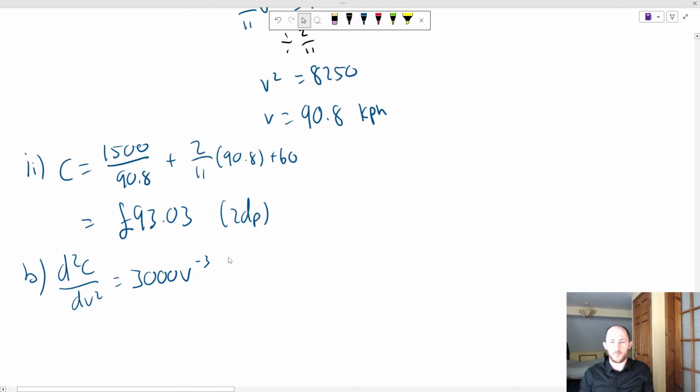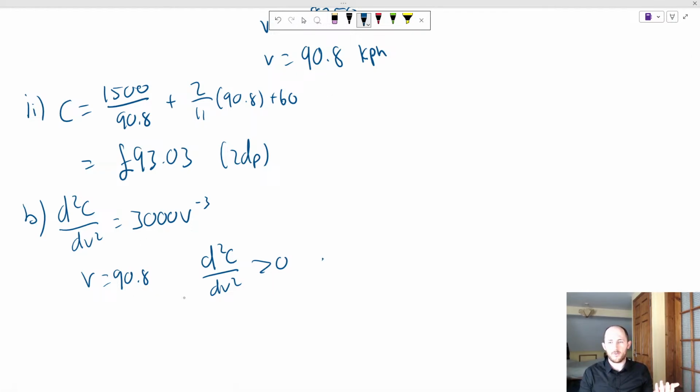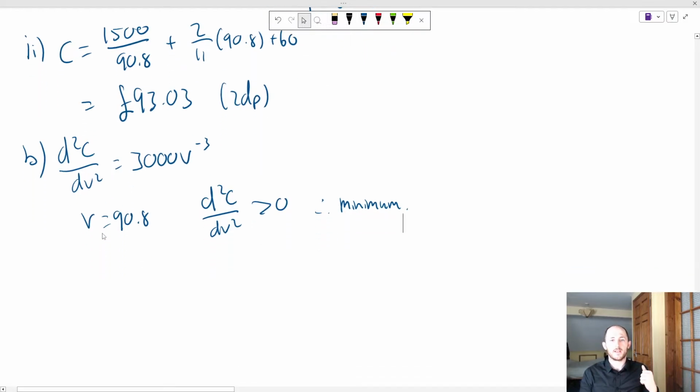And then 2 over 11 goes away. So, now what you need to do is basically say, is this going to be positive or negative? Well, if I sub in v equals 90.8, then I can see quite clearly that this is going to be bigger than 0, isn't it? Because it's a positive number times a positive number. Therefore, it's a minimum. Remember, if it's bigger than 0, it's a minimum, less than 0, it's a maximum, and equal to 0, it's a point of inflection. So, let's have a look.